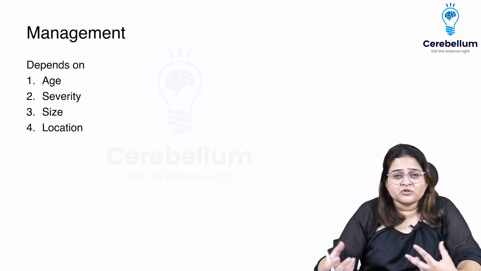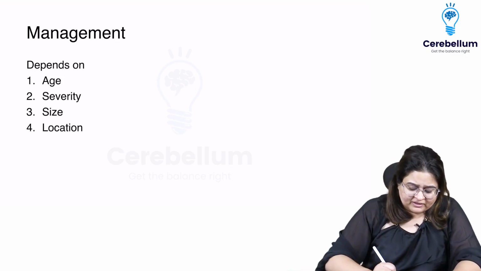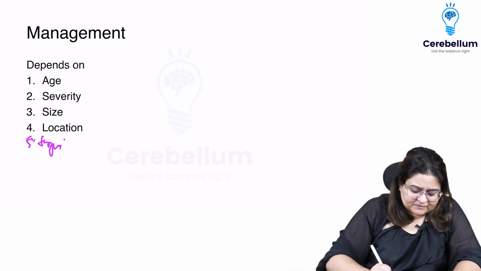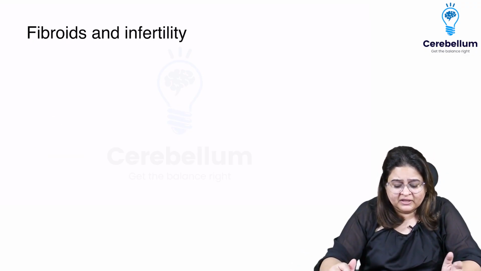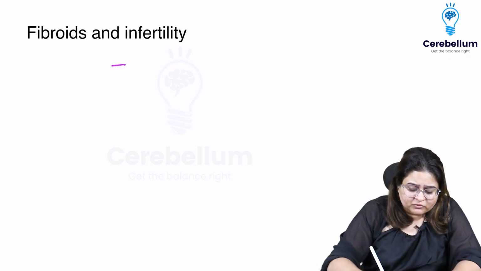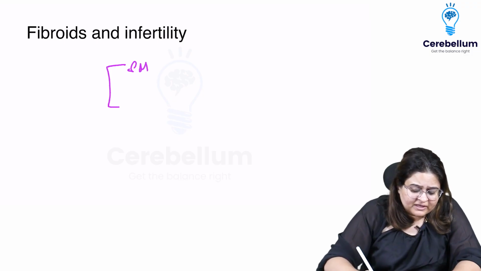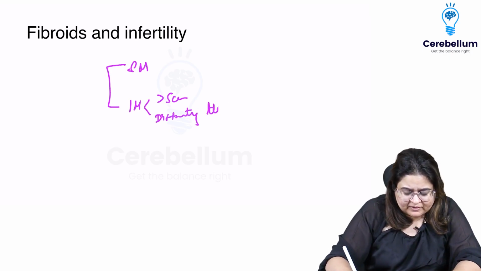But which management do you prefer? It depends on several things. It depends on her symptoms. Okay, I add here also, it depends on the symptoms, the age, the severity, the size, and the location. And I've already told you, if it's fibroids and infertility, what will you do? You'll remove the ones that are submucosal and you'll remove large intramural and those distorting the cavity.